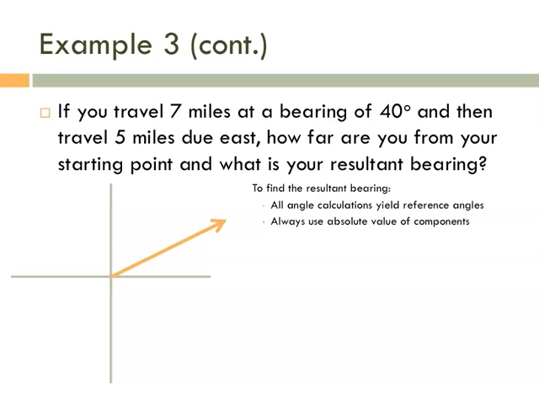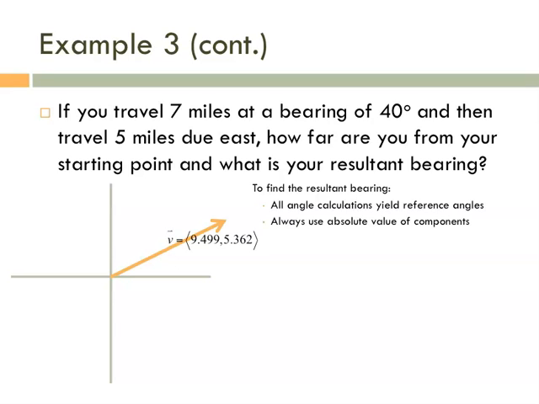If we're trying to find the resultant bearing, keep in mind that all angle calculations are going to yield reference angles. So if it's asking for a bearing angle, make sure that you don't leave it as a reference angle. Make sure you write it back into the picture and calculate the bearing angle. Second, always use absolute value of components. So remember, when we are taking tan inverse, it's always tan inverse of the absolute value of the components.